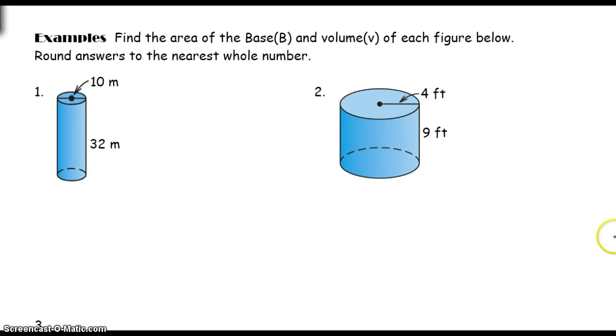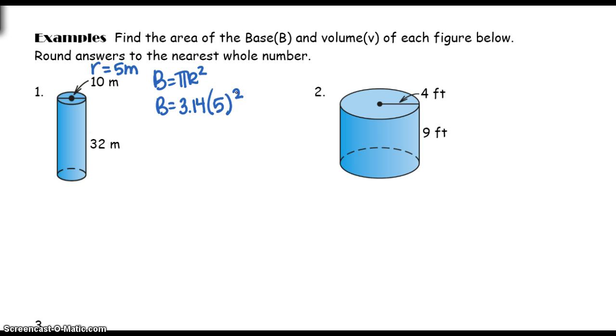So let's move down here to number 1. It says find the area of the base and the volume of each figure and round the answer to the nearest whole number. Well, the first thing I'm noticing is this right here is my diameter, right? And we probably are going to need radius. So the radius is 5 meters because it's half of the diameter. So first find the area of the base. Pi r squared. Pi is 3.14. We get to round to the nearest whole number, so we get to write 3.14 for our pi. And our radius, I just talked about it, is 5.